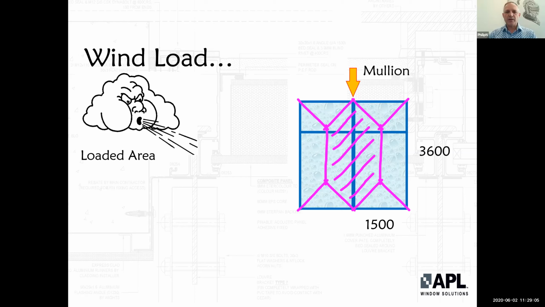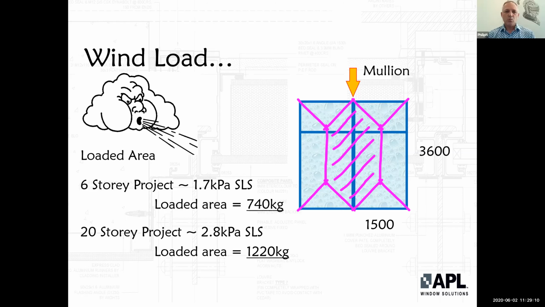Now, on a 6-storey building with that SLS, it's equivalent to about 740 kilos. And with a 20-storey project with that SLS, it's equivalent to about 1,200 kilos. So, substantial wind loading on some of these facade systems. And not only are they having to deal with the deflection from wind and water penetration, they're also always having to move with the building both vertically and horizontally. So all of that is happening at the same time in some cases.